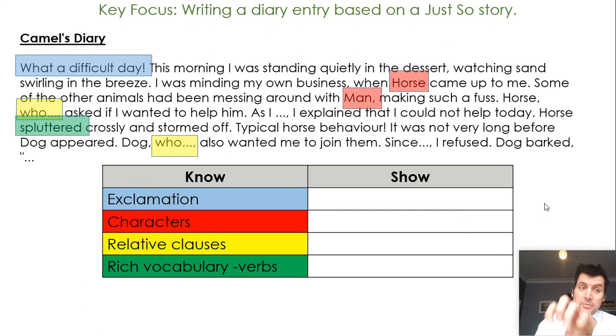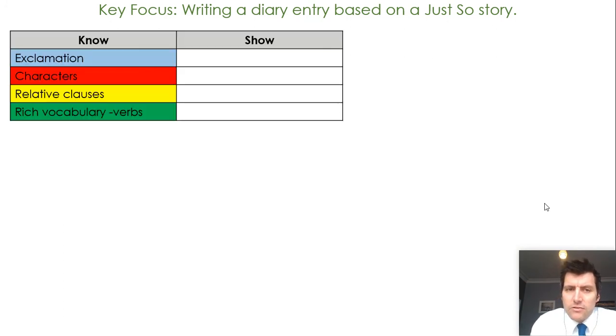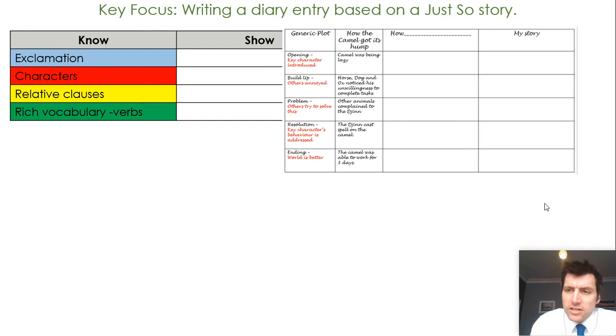Now, at the moment, I haven't completed this diary entry. And if you're being a little bit fancy, the easy option would be to complete the camel's diary entry. But I'd really like you to have a go at writing one of these for one of the other animals. Think about whichever one you did your summary of earlier in the week. It might be the whale one, it might be the camel one, thinking about the dog or another character within the camel one, or it might be the rhino story.